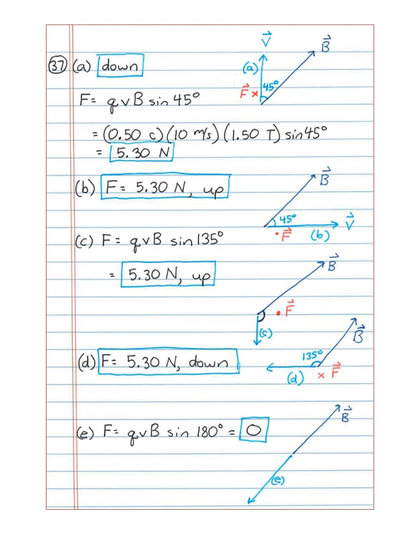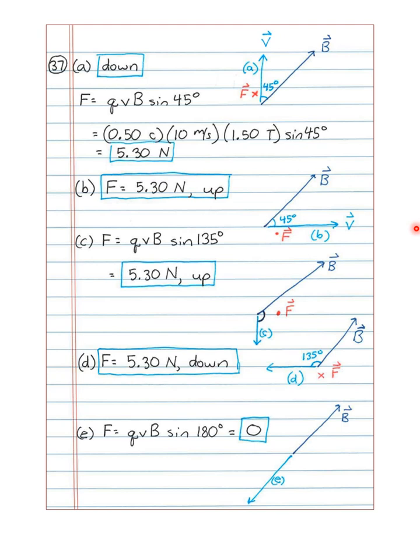So for part A, where it's going to the north, we can do QVB times sine of, you can see a 45-degree angle in there, so we plug in the values and we get 5.3 newtons. We're going to use our right-hand rule, and so point our hand in the direction of velocity, allow fingers to curl in the direction to the upper right, and then you get your thumb pointing into the page.